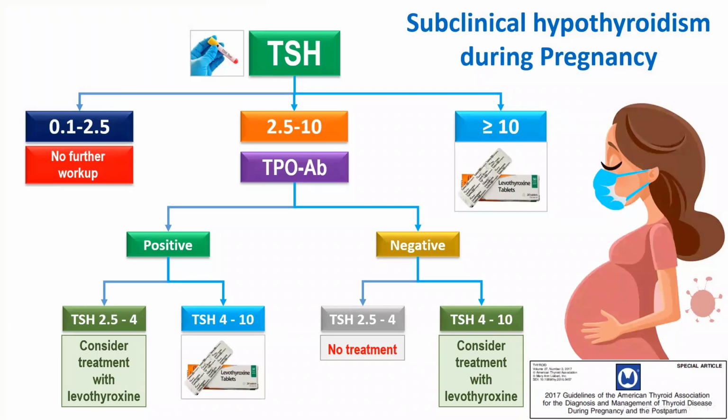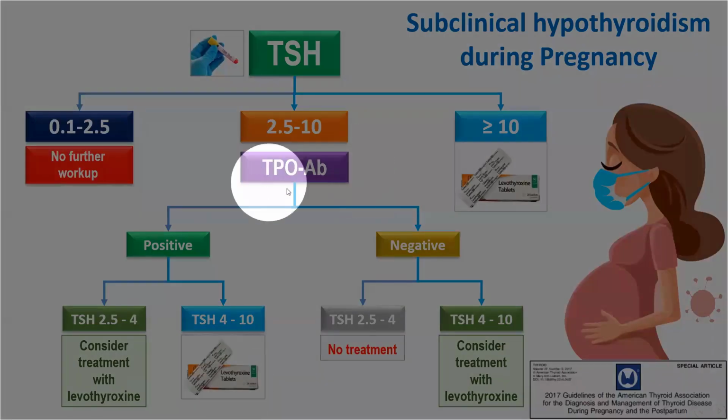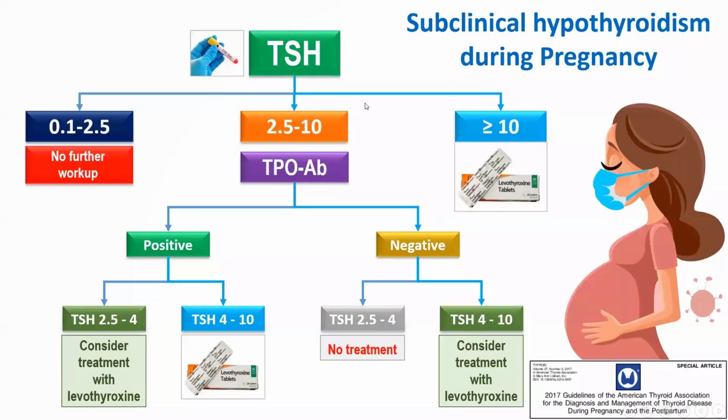So the main difference here, according to the anti-TPO: if TPO is positive, we consider treatment if TSH is more than 2.5. But if TPO is negative, we consider treatment if TSH is more than 4. This is the main difference.